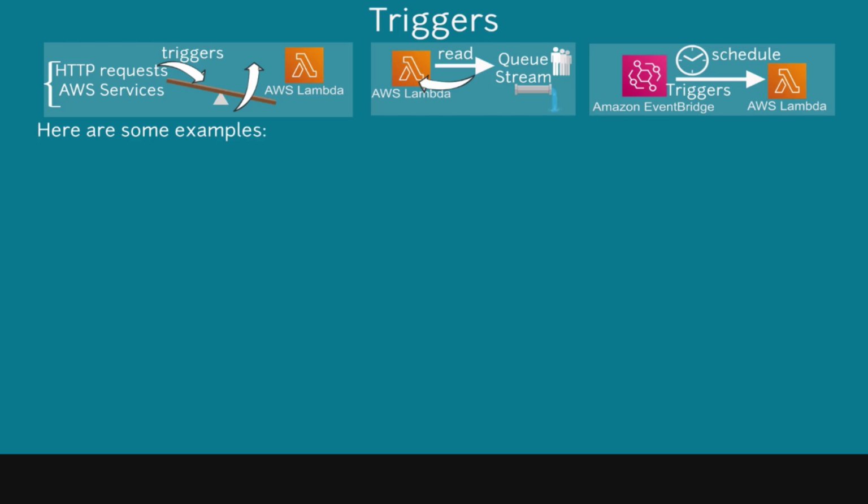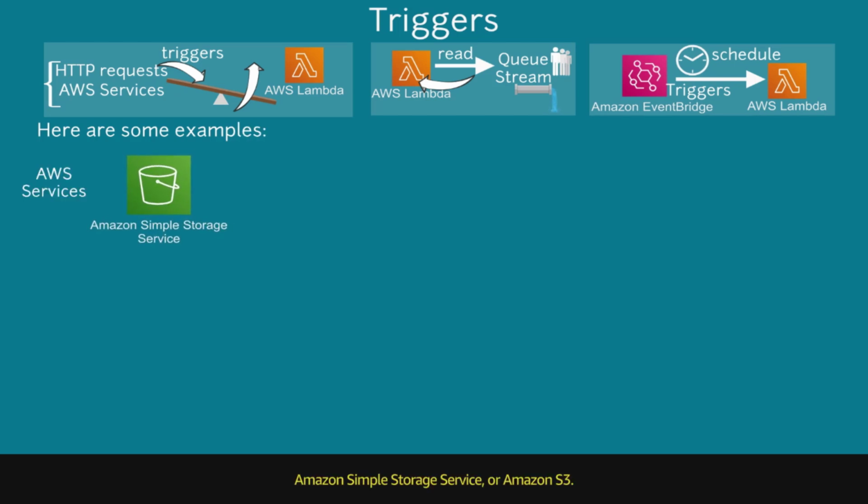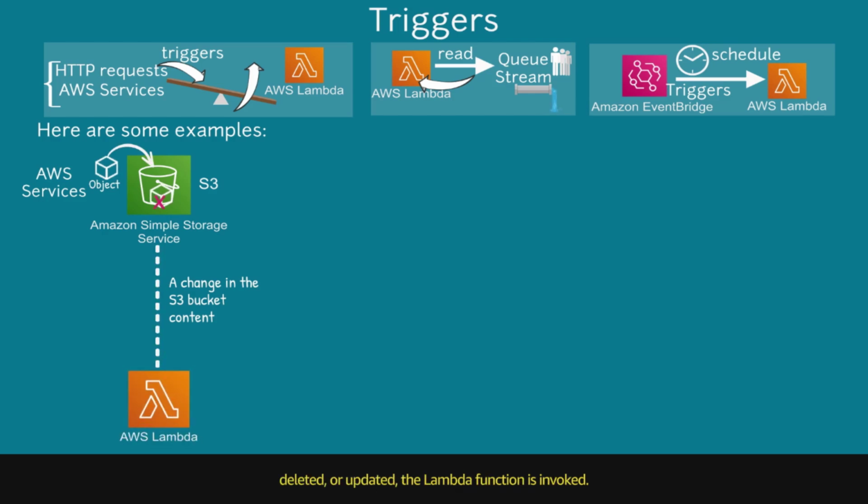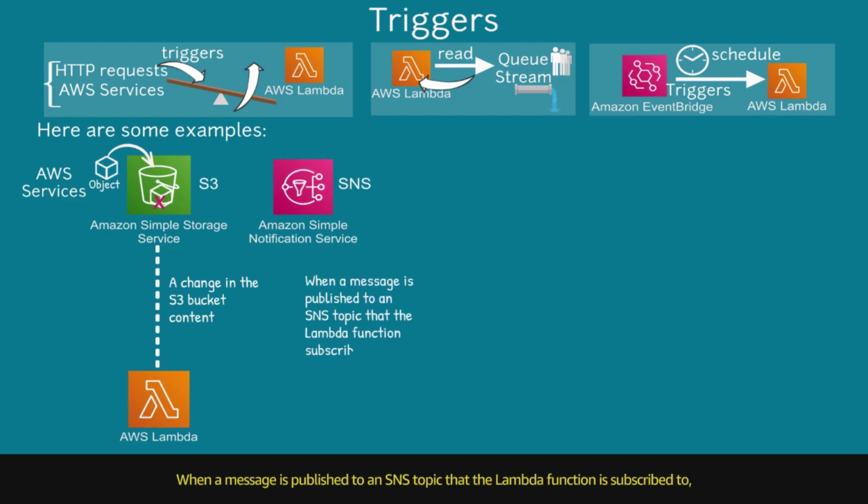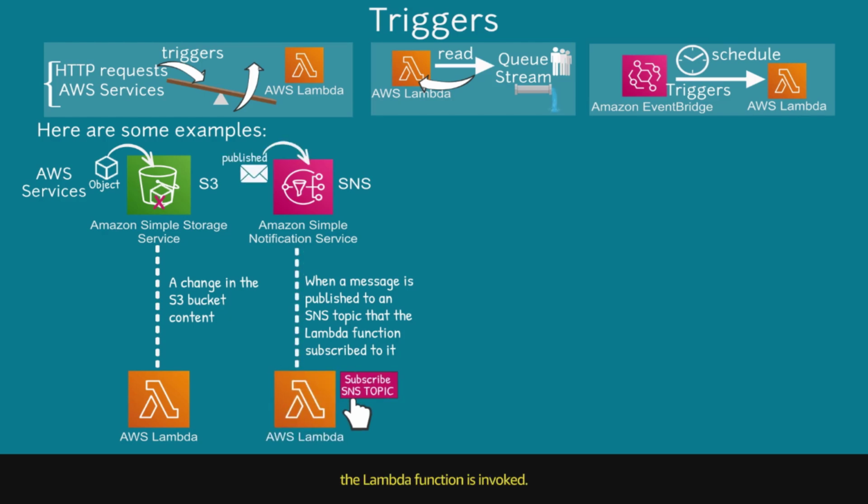Here are some examples. Amazon Simple Storage Service, S3. When there is a change in an Amazon S3 bucket's content, such as when an object file is created, deleted or updated, the Lambda function is invoked. Amazon Simple Notification Service, SNS. When a message is published to an SNS topic that the Lambda function is subscribed to, the Lambda function is invoked.